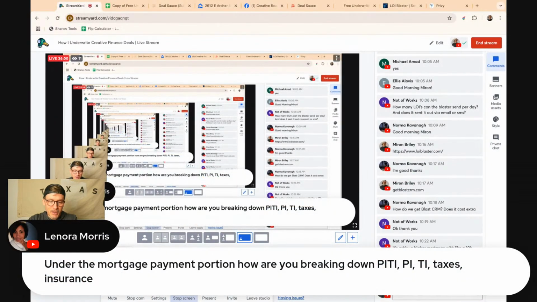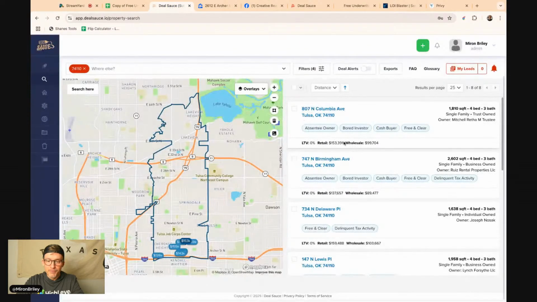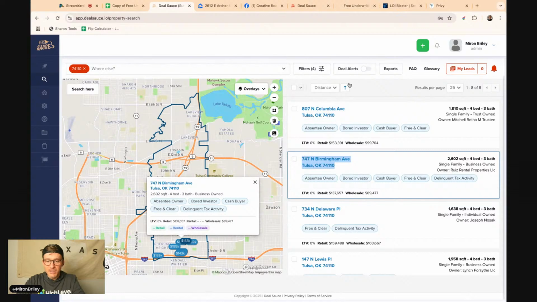Lenora, under mortgage payment portion, how are you breaking down PITI, taxes, insurance? Yeah, good question. Give me a second here. I'll break that down slowly. Just give me a minute. I want to find some kind of rental to look at.